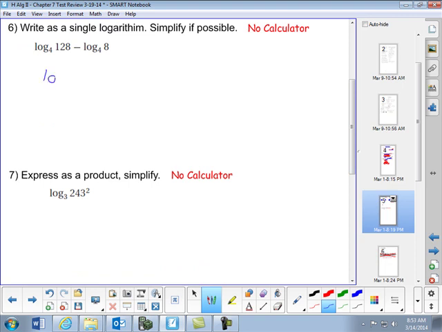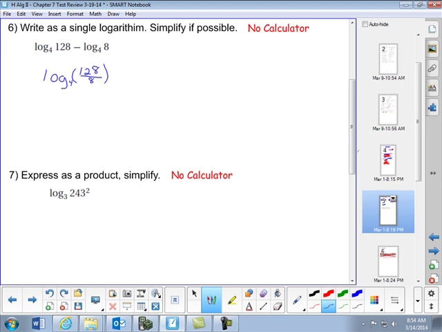To subtract logs means that we are going to divide. So we are going to divide 128 by 8. Now some of you I know are thinking, oh, she's not letting me use a calculator on this. We picked numbers that are a little more friendly, even though as honors students I think that's not out of your range. And this is log base 4.